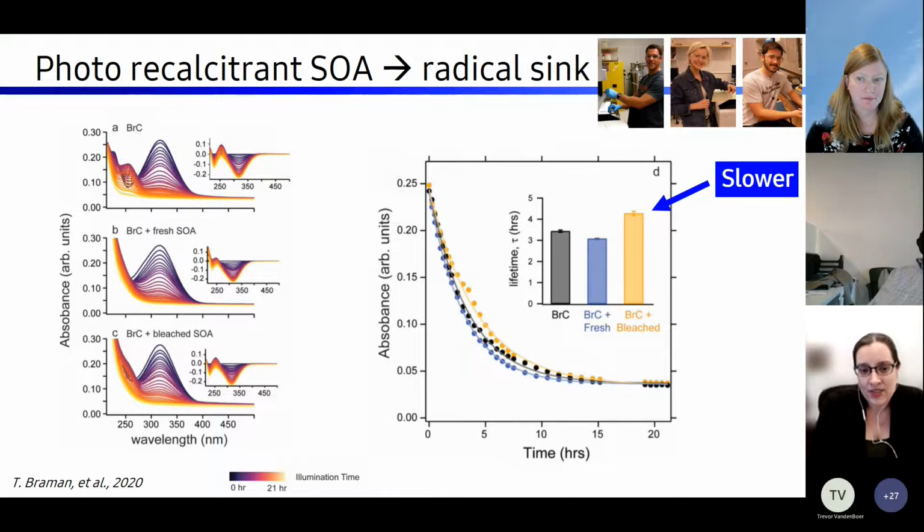When we mixed in the bleached SOA, then we saw something different. When we put in this bleached SOA, we saw it slow down, and it slowed down even beyond what we had for the brown carbon alone. What this suggests is that this brown carbon is itself producing some secondary products, right? Some OH radicals that can help degrade itself. And these are being scavenged by this bleached SOA. So this has a kind of different perspective.